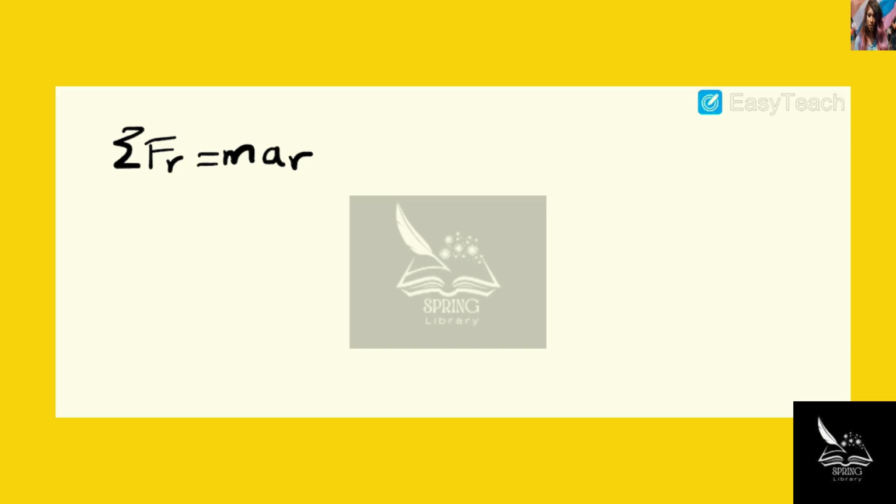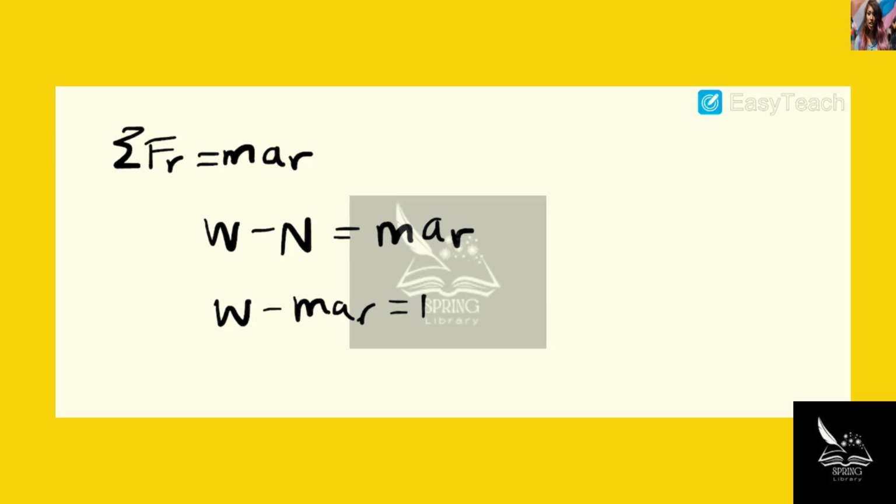And we can see that this will simply just be equal to weight minus the normal force is equal to m times ar. Isolating for n gives us that w minus m ar is equal to n, and this gives us a normal force that's equal to 2.95 kilonewtons. And that's our final answer.